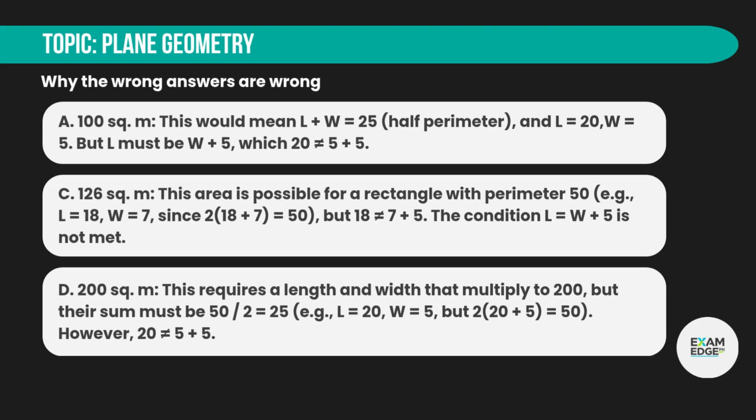D. 200 square meters. This requires a length and width that multiply to 200, but their sum must be 50 divided by 2 equals 25, e.g. L equals 20, W equals 5, but 20 plus 5 equals 25. However, 20 does not equal 5 plus 5.